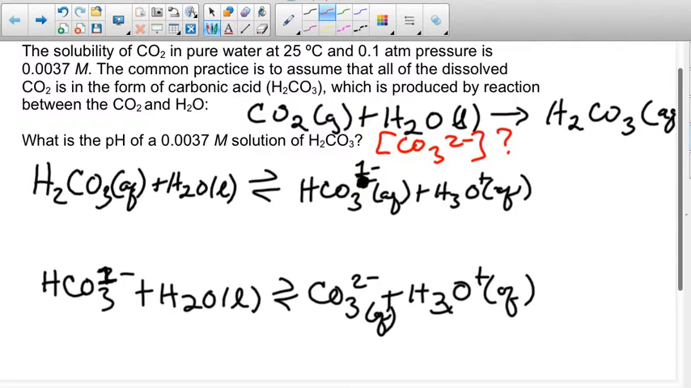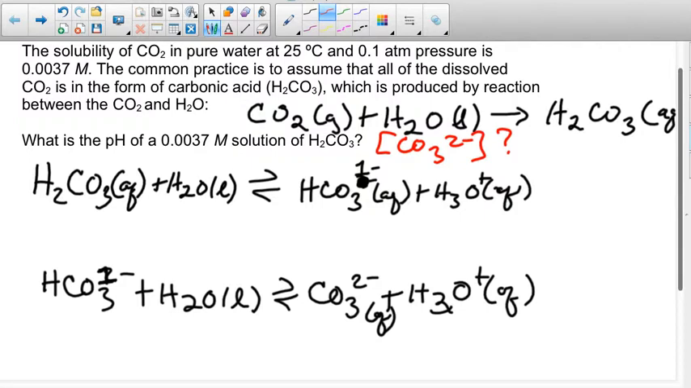Wait, what about 2 and 5? Then that should be fine. Then you have to do both. And that's what we're going to look at anyway because I asked you to find the concentration of the carbonate ion. All right?